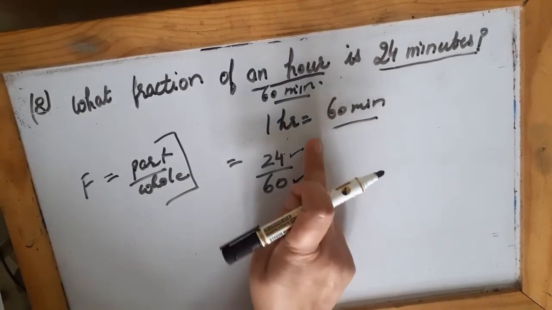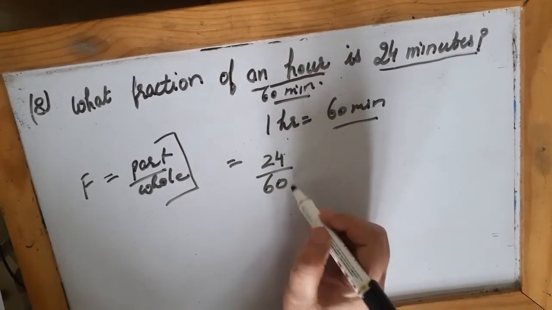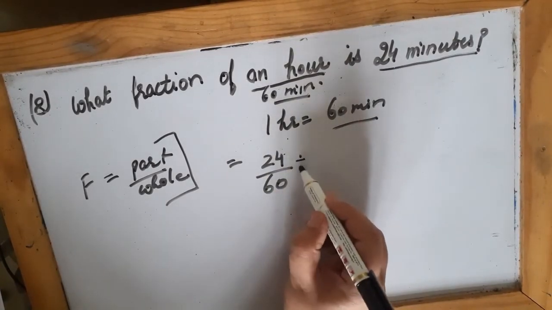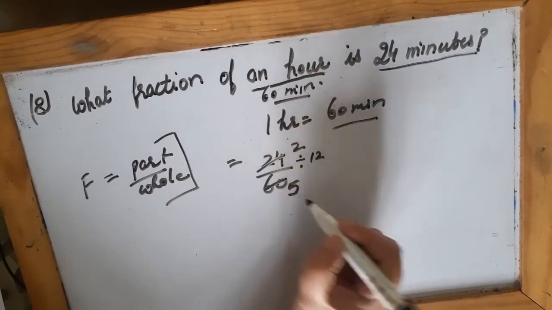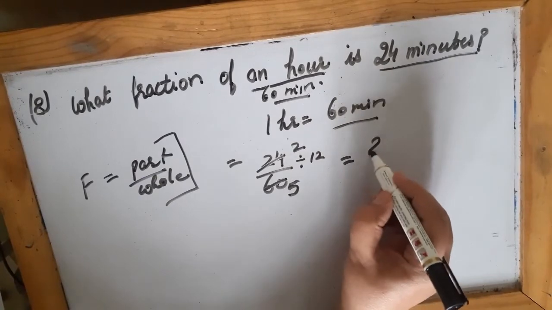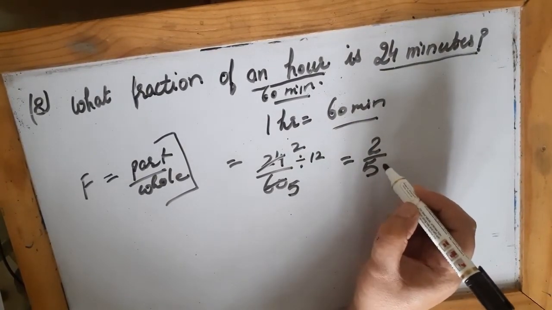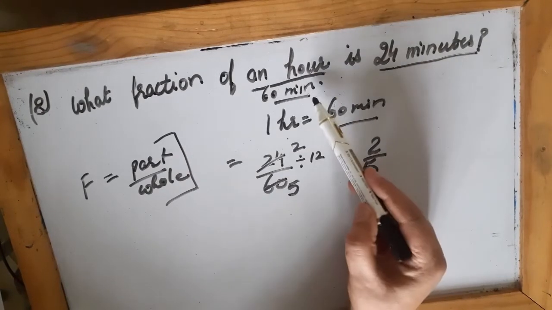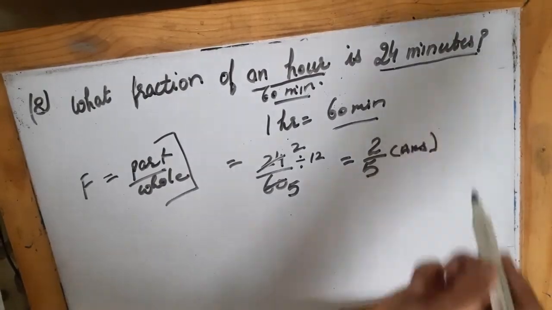24 upon 60. Now I can simplify it, I can reduce it. I can say both of them go on the table of 12. So 12 2s are 24 and 12 5s are 60. So what is your fraction? Answer, it is 2/5. So what fraction is 24 minutes of 60 minutes? It is 2/5.